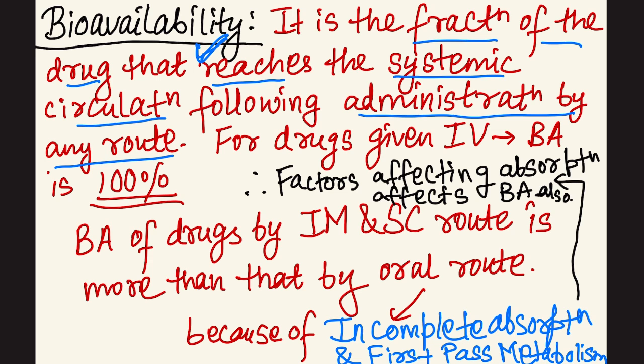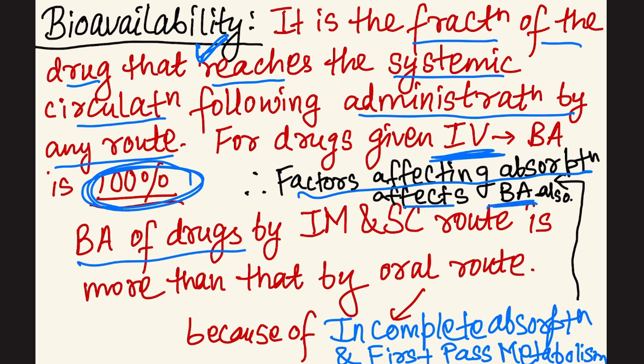And that is the reason why bioavailability is 100% when the drug is given by the intravenous route, because here the drug is directly entering the systemic circulation. So 100% of the drug is available in the systemic circulation. And the 10 factors which I have discussed so far, which affect absorption, will also affect the bioavailability. So the factors affecting absorption will also affect bioavailability.